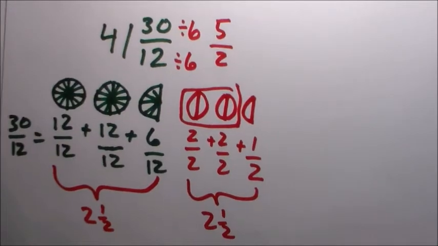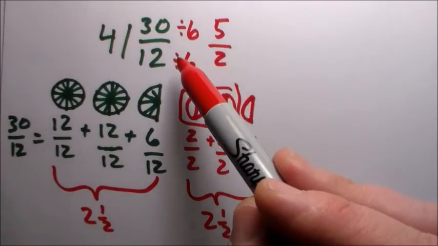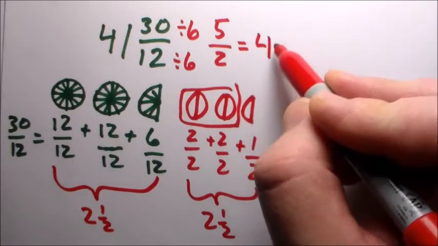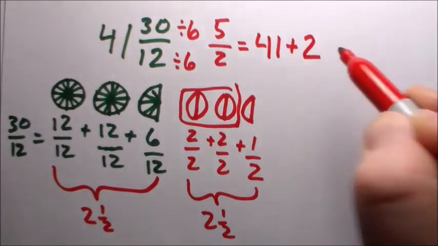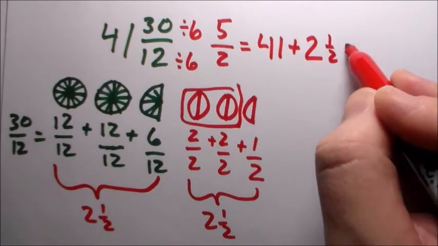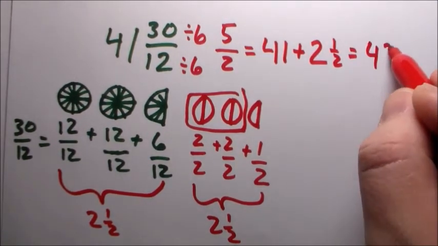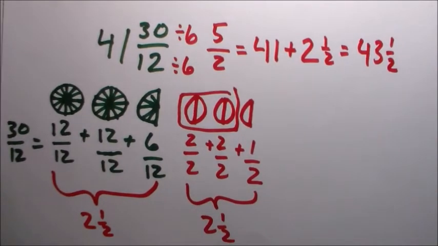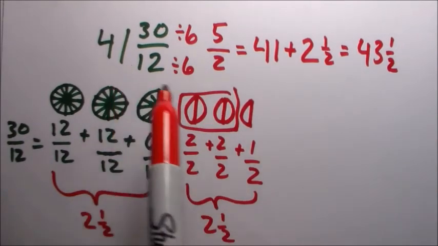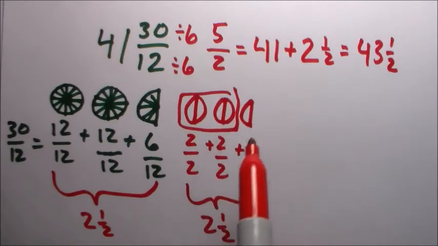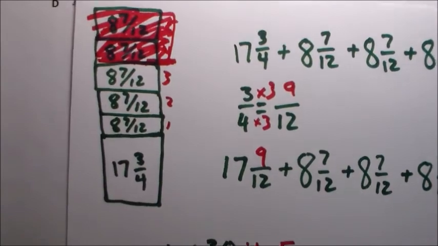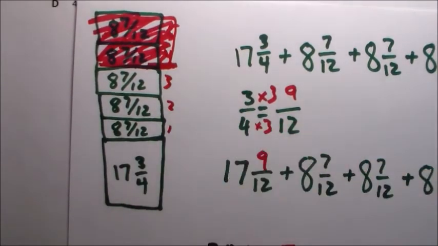So we have 41 and 30 twelfths, and that's going to equal 41 plus 2 and a half, which equals 43 and a half. Right? Because you have 41, and then you add the 2 wholes to get to 43, and then you have that last half. So how tall is this whole thing after 3 weeks? It's going to be 43 and 1/2.